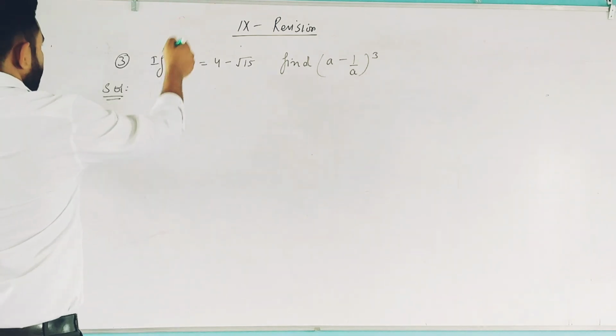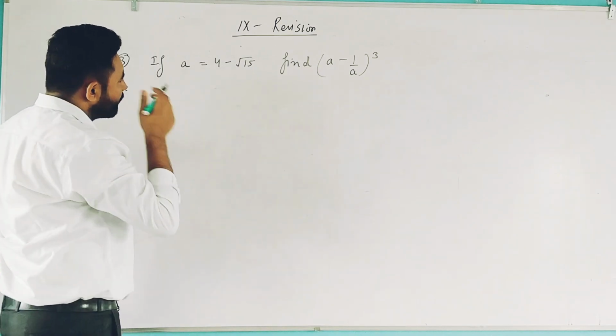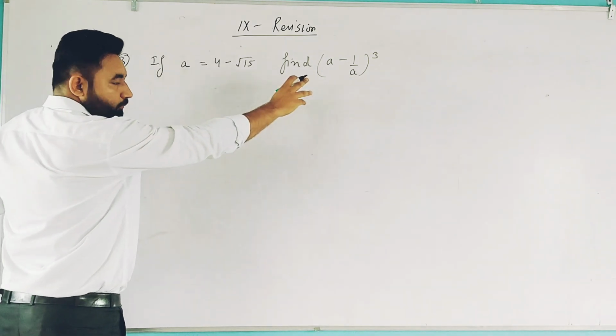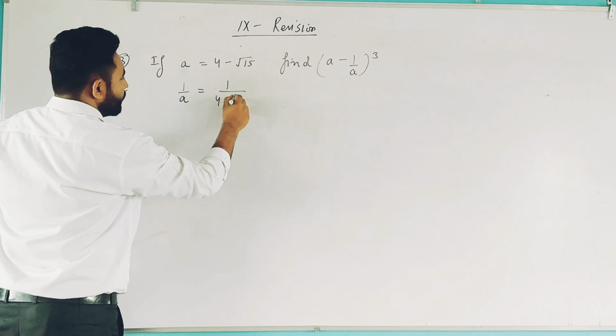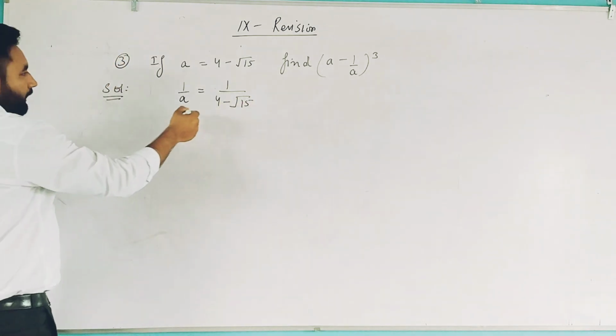Now we have another question, which is if a is equal to 4 minus root 15, you need to find a minus 1 by a whole cube. We have the value of a, but we don't have the value of 1 by a, so we need to find it.